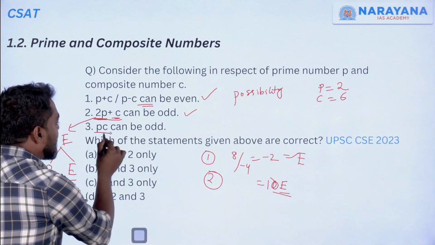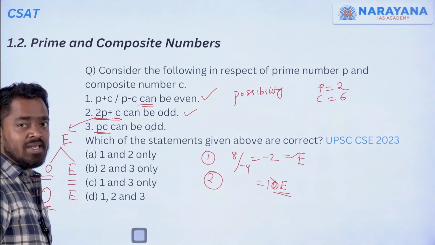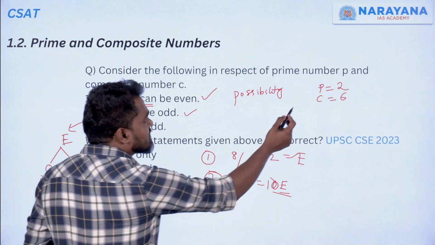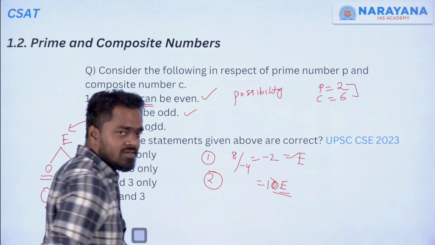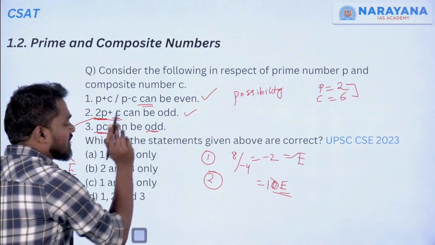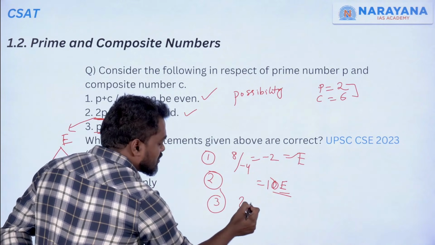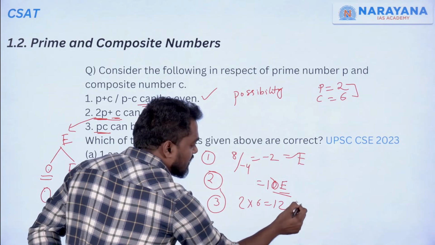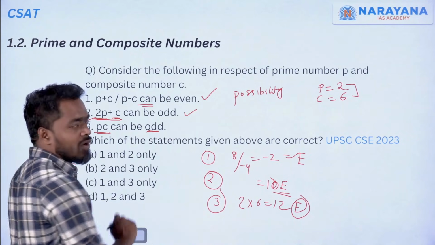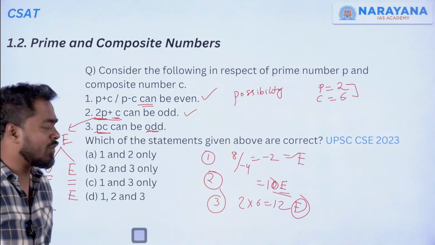Next one, PC can be odd. PC can be odd. So what is this PC? 2 into 6. They are asking whether it can be odd. Now one possibility is P into C, that is 2 into 6 is 12. We are getting even, but they have given odd. So try to find if there is any odd possibility.